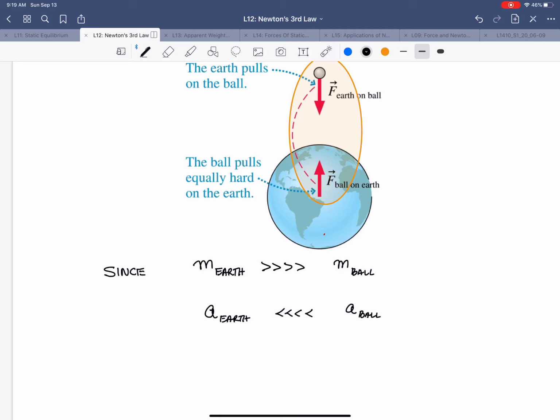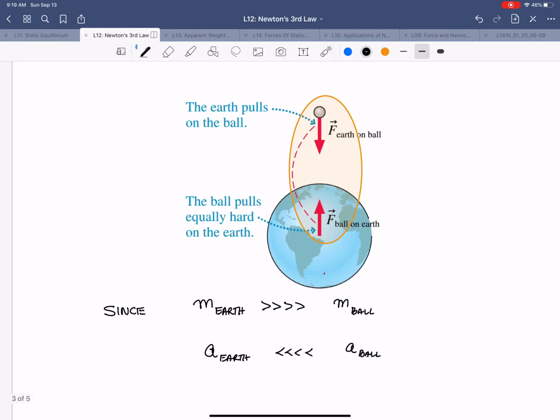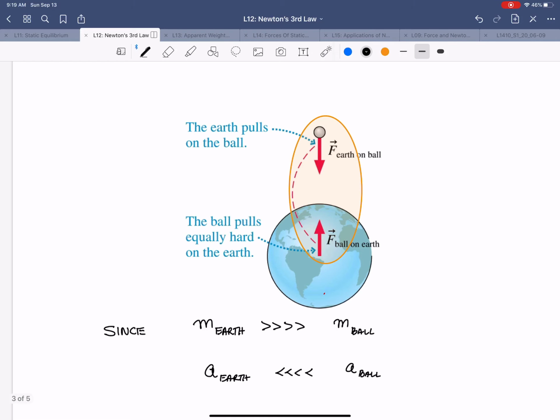But back to the original statement. When you are deciding what are action-reaction pairs, you've got to be a little careful analyzing the situation. Action-reaction pairs are two forces that are acting on different objects. So the weight of the object is the force that the earth exerts on the ball, and the reaction pair to that would be the ball exerting an equal and opposite force on the earth.